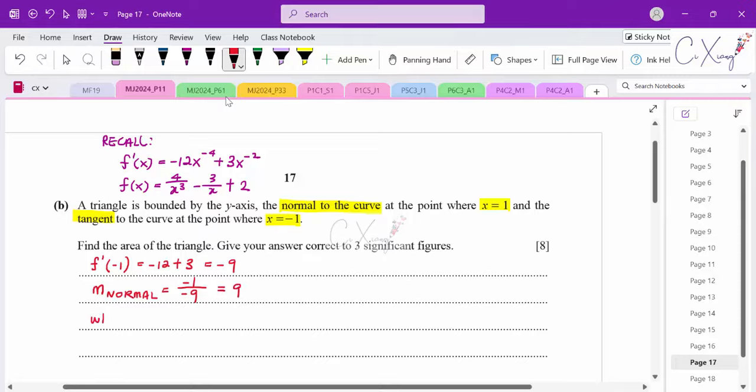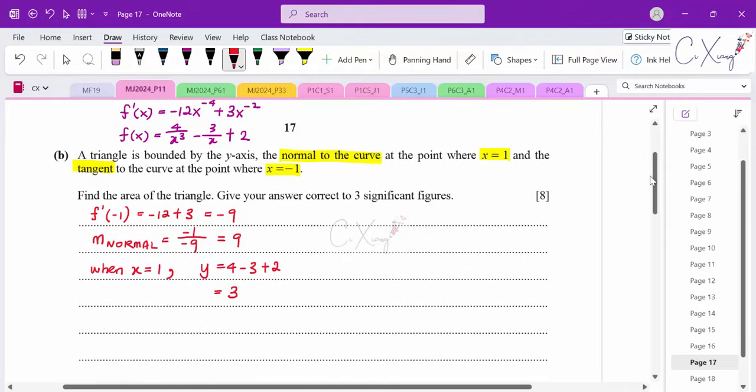And then we also want to know the y coordinate when x equals 1. So when x equals 1, substitute into the function f(x). From there, you'll get y equals 4 minus 3 plus 2. And the y that you get is 3. After you get the gradient of the normal and also the passing point, then you can form the equation of normal.